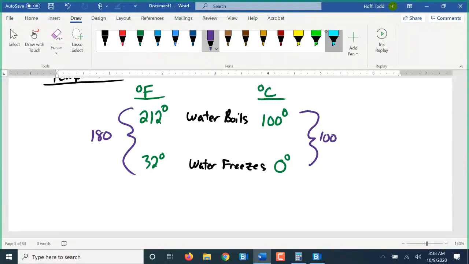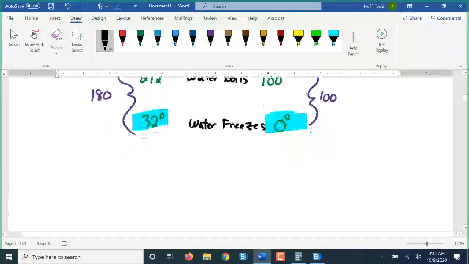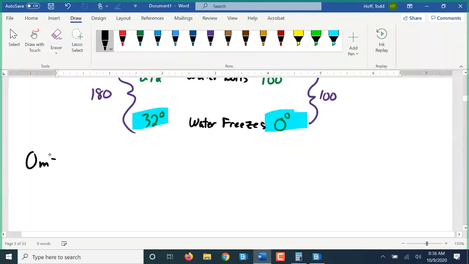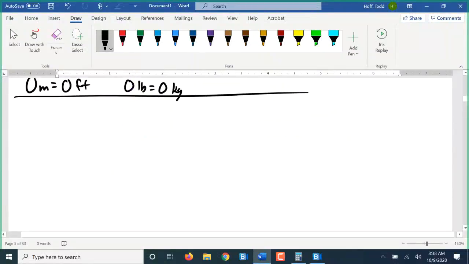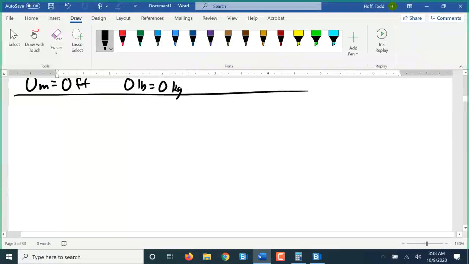The tough part about this conversion is the 0 points are not the same. Every other measurement we did, 0 was 0. 0 meters equals 0 feet. 0 pounds equals 0 kilograms. 0 liters was 0 gallons. Here, it's not. 0 degrees Fahrenheit is not 0 degrees Celsius. We do not have that common 0 point. So we can't just use a conversion factor. We actually have to use a formula.